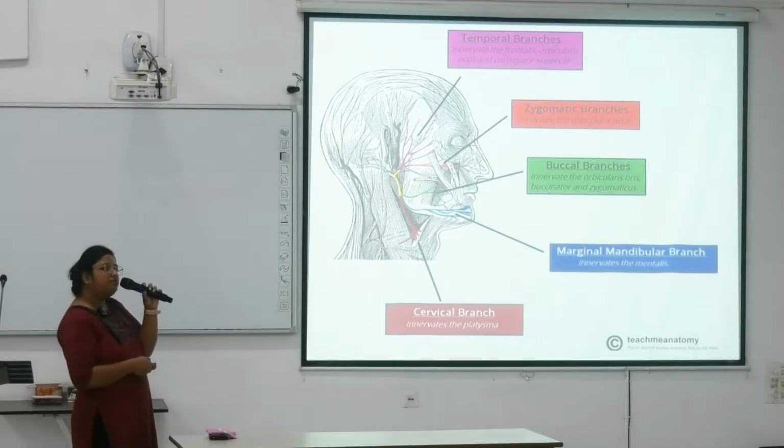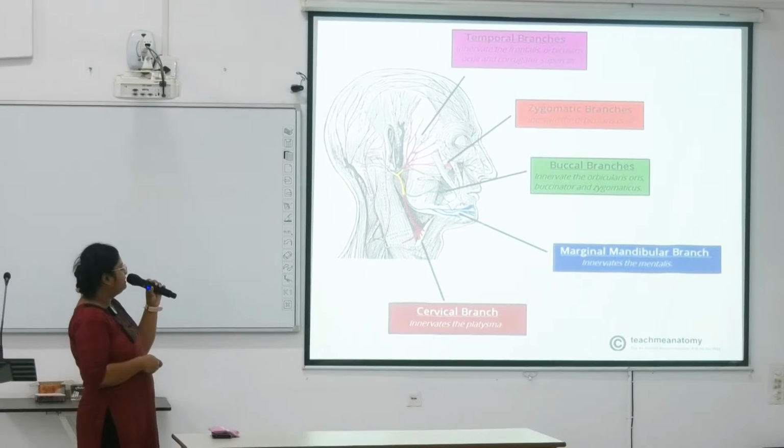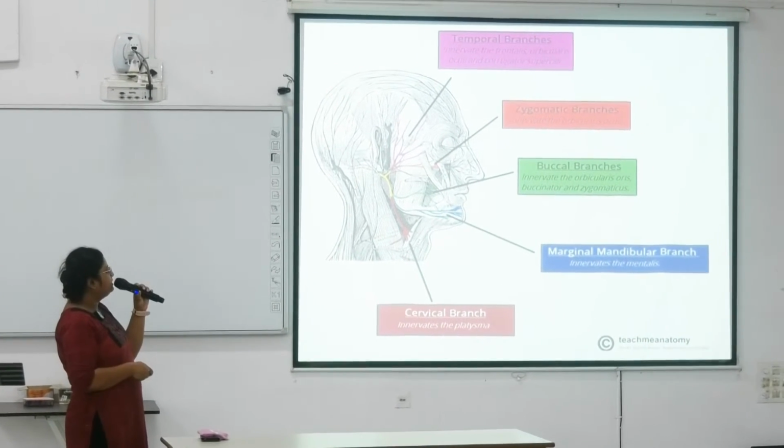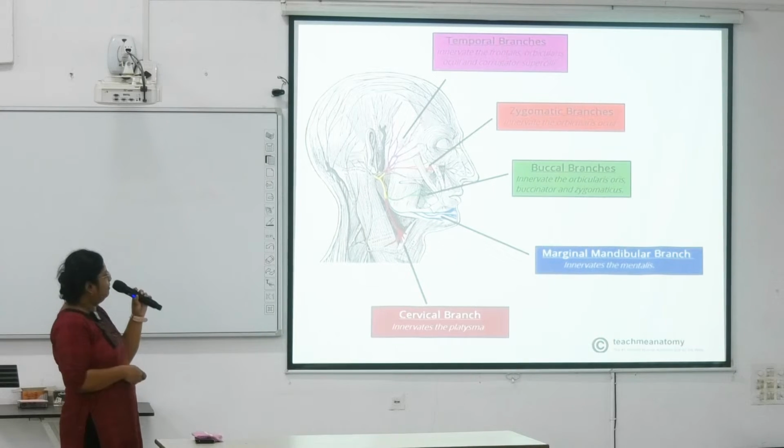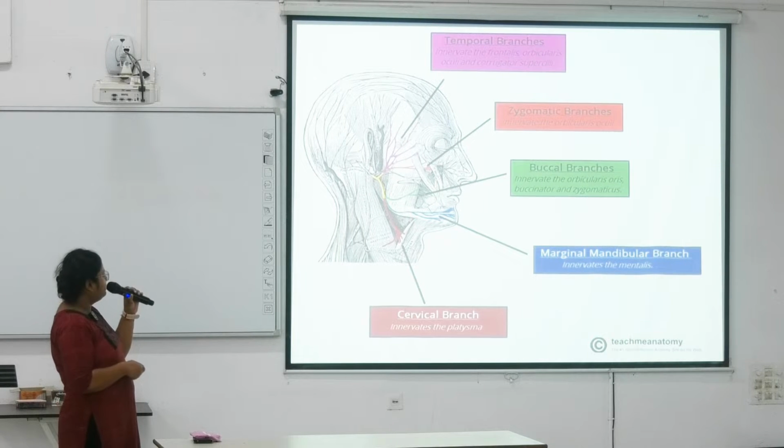Buccinator and zygomaticus muscle. Then here is the marginal mandibular branch, which innervates the mentalis. Then the cervical branch innervates the platysma. This flat muscle of the neck is the platysma. Okay, so these are the 5 branches and they are supplying muscles.